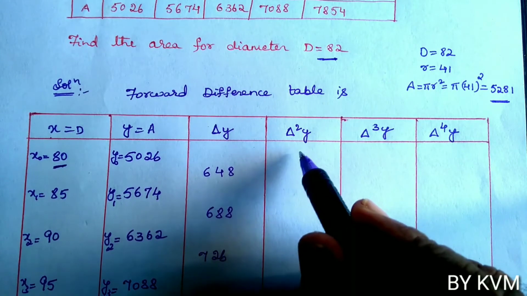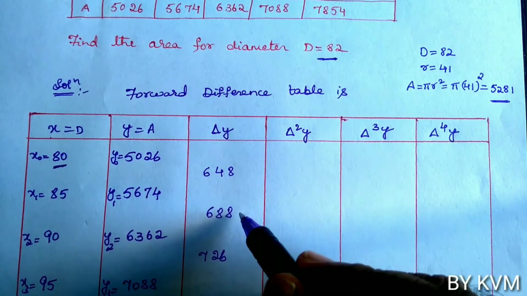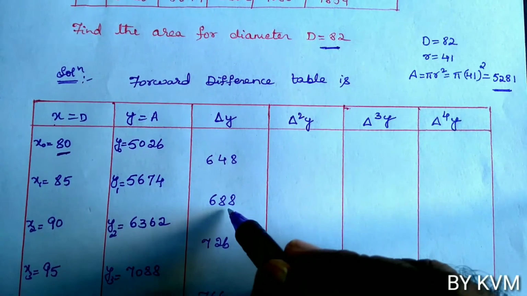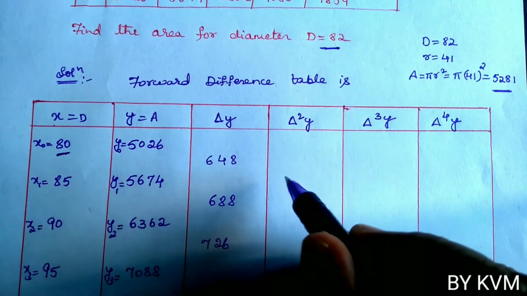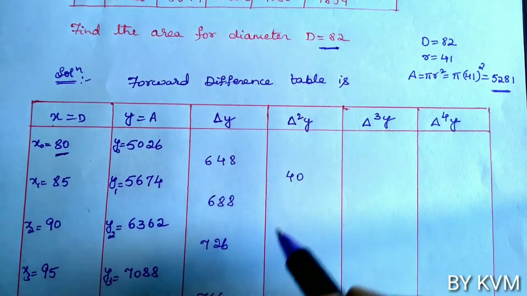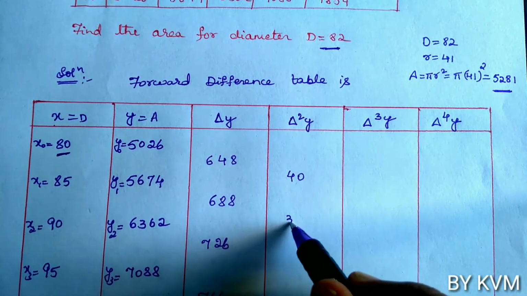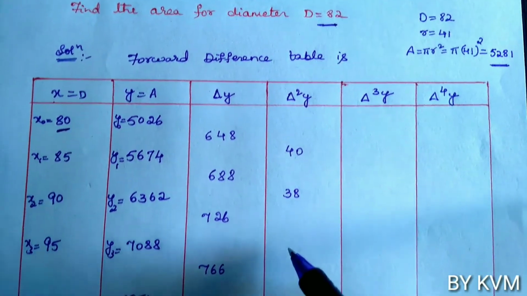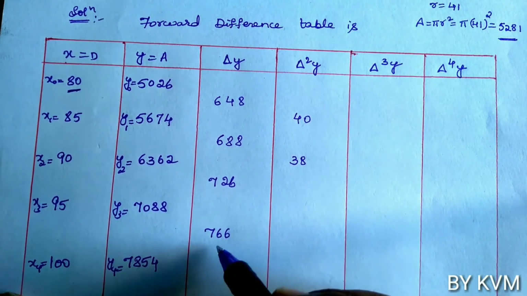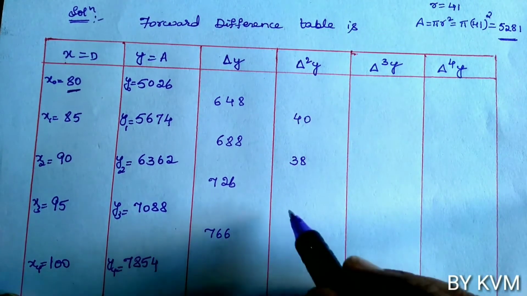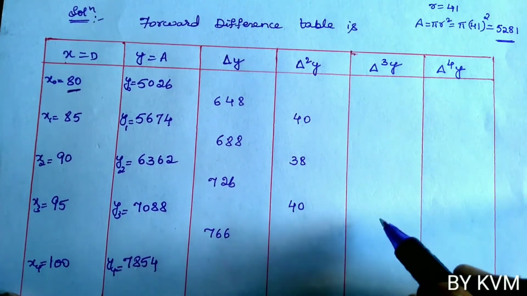Second differences are obtained from the first forward differences. So 688 minus 648 is 40. Then 726 minus 688 is 38. Then 766 minus 726 is 40.